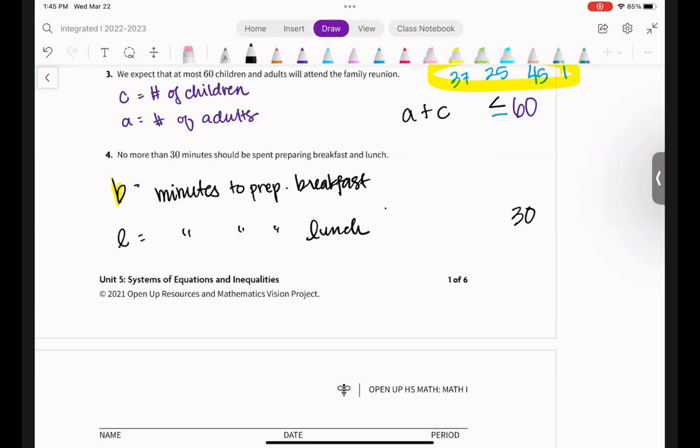Hopefully you can understand my chicken scratch. We get a little messy whenever we're trying to write fast.